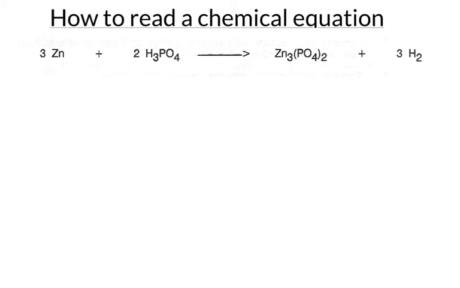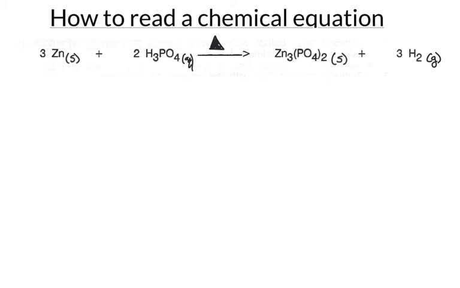First, I'd like to add in the physical states of what's reacting and what's produced. So we'll put in an S here for zinc. We're going to put an AQ for hydrogen phosphate. I'm going to put an S for the zinc phosphate and a G for the hydrogen gas. And then we're going to put one more thing. We're going to add this triangle to say that it was heated. Remember, this is how we are going to normally see them.